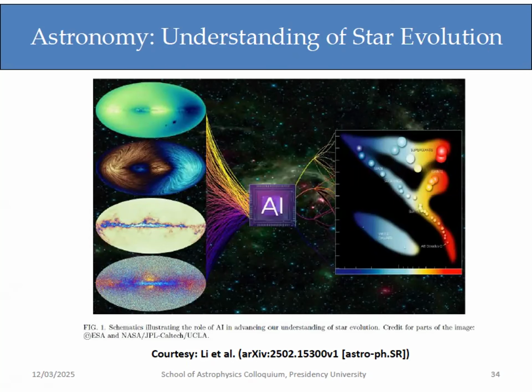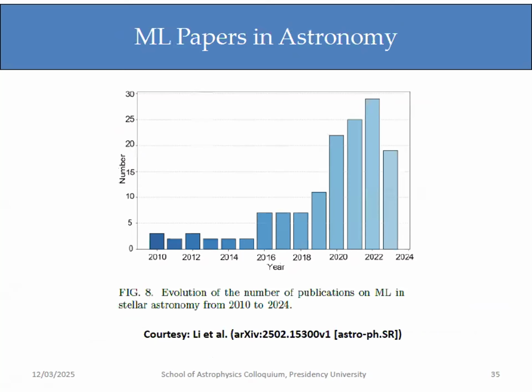This is very interesting because I feel this is for the evolution of stars actually. So how AI can really detect the evolution of stars. And I found a nice bar graph which talks about an increase in the number of papers which connect ML, machine learning, and astronomy.